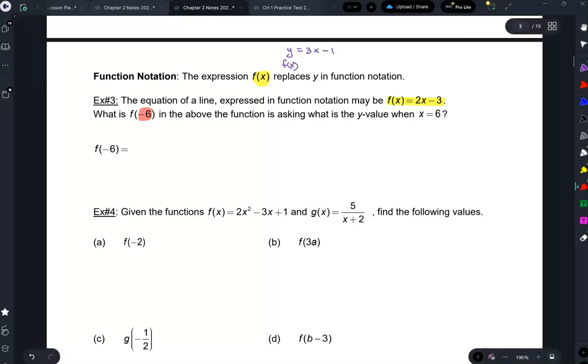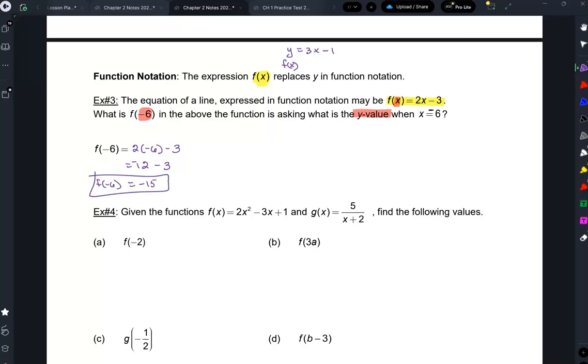Now, you are asked, what is f of negative 6? If you look at f of x versus f of negative 6, what's changed? X became a what? Negative 6. So inside the function, you're asking, what is the y value when x is negative 6? So instead of x, I substitute negative 6. It becomes 2 times negative 6 minus 3. So that's negative 12 minus 3, negative 15. So that's f of negative 6.